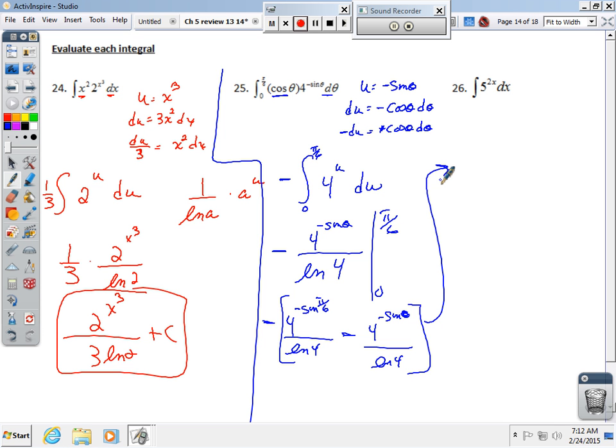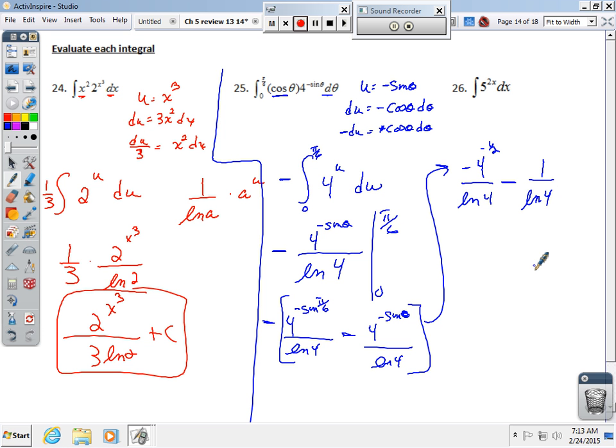I'll actually come up here and finish this. So that is going to be a negative 4. The sine of 30 degrees is 1/2, and that's going to be a negative, and then over the ln of 4, half. And the sine of 0 is 0, so 4 to the 0 is going to be 1, and that is going to be negative, over the ln of 4.